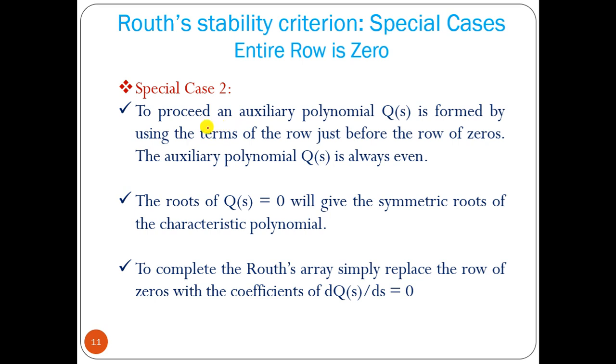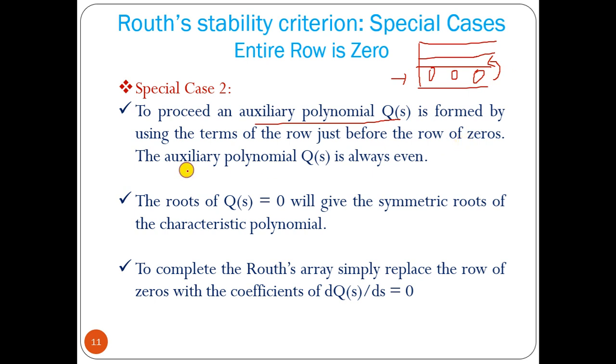To proceed, at the place where the entire row becomes 0, we have to form an auxiliary polynomial, which is formed by using the terms of the row just before the row of zeros. So where we have the row of 0, using the coefficients of the row just before the row of 0, we have to form an auxiliary equation.